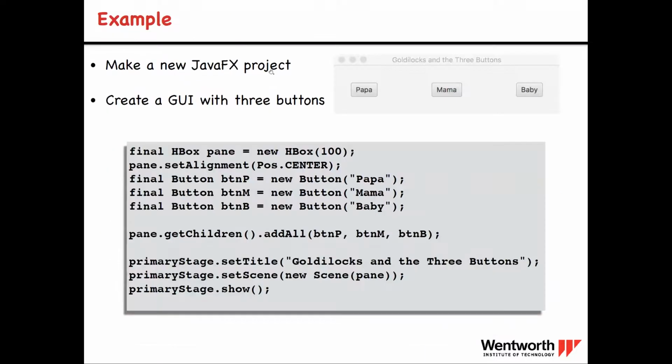So I already have a JavaFX project ready to go. Make sure that you can create a JavaFX project so you can actually see your window. And we're going to create a GUI that has 3 buttons. So this is going to be like Goldilocks and the 3 buttons or something. And I'm going to go code this up. This doesn't have any interaction, at least not yet. That's what we're going to add next, after we have the actual GUI itself.